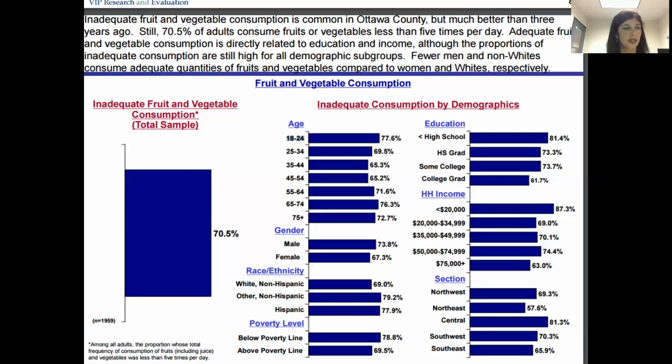And as a result, we have some new action steps built into our new strategic plan to make sure that we are addressing fruit and vegetable consumption for all Ottawa County residents, and not just specifically paying attention to the low-income population. They'll definitely still be part of the work we do, but we've learned that we really need to expand our focus.